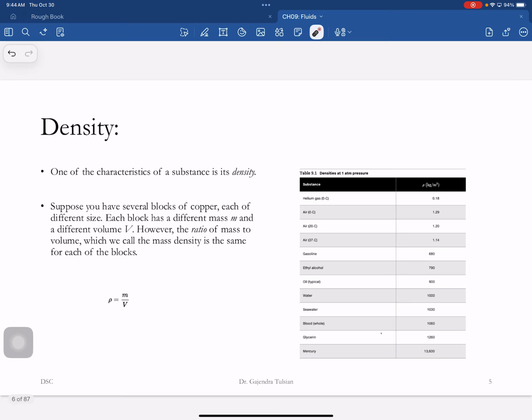The first thing we'll define is density. Density is denoted by rho, the Greek letter rho. It's defined as mass divided by volume, and it's a property of the material. The SI units for it: mass is measured in kilograms, distance in meters, so the volume is in meters cubed.